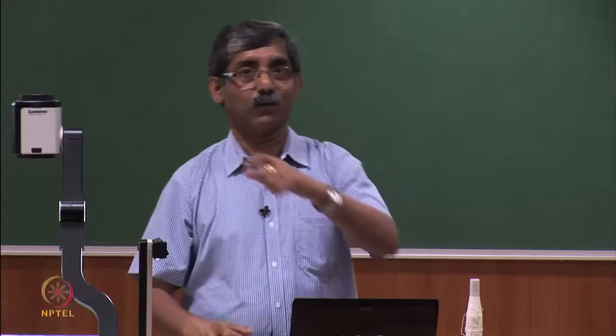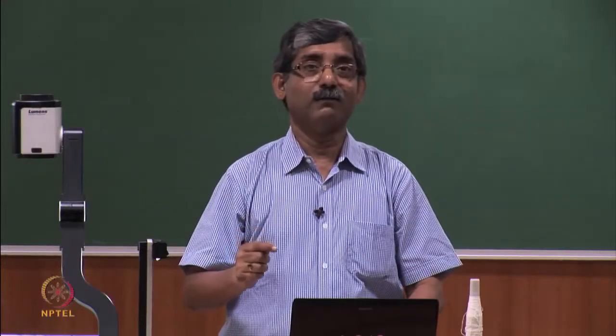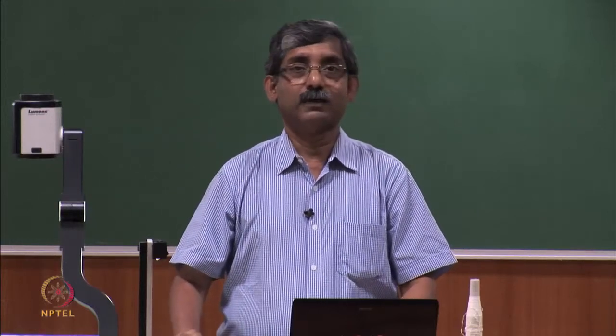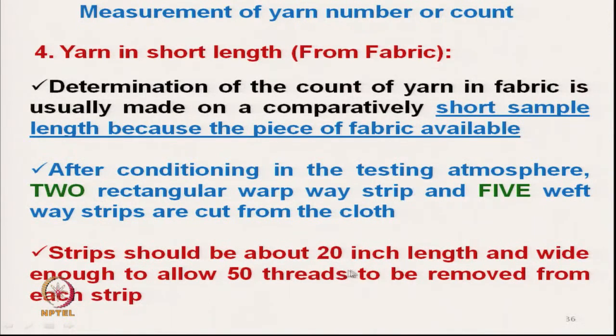because the majority of the weft within that strip may be from a single cone. The weft strip should be about 20 inch in length, and the width should be such that it allows 50 threads to be taken out. So, we need to take around 50 threads. So, 20 inch length and 50 threads we should take. Okay.